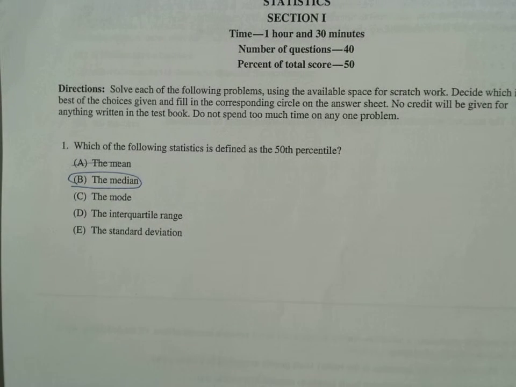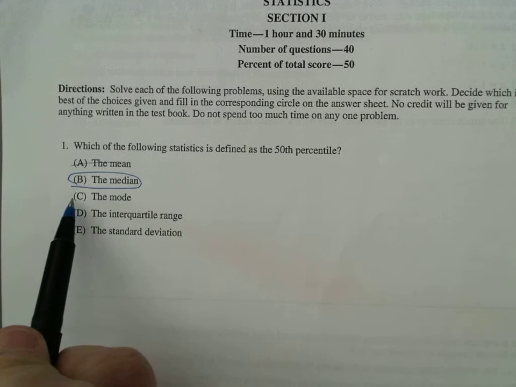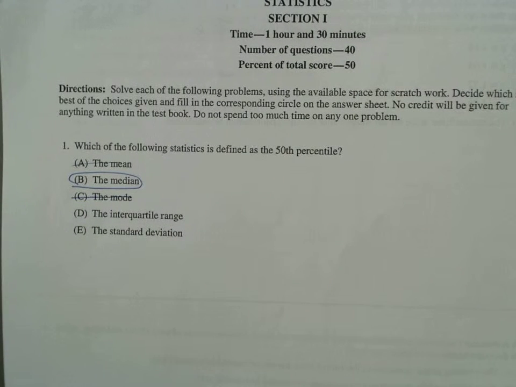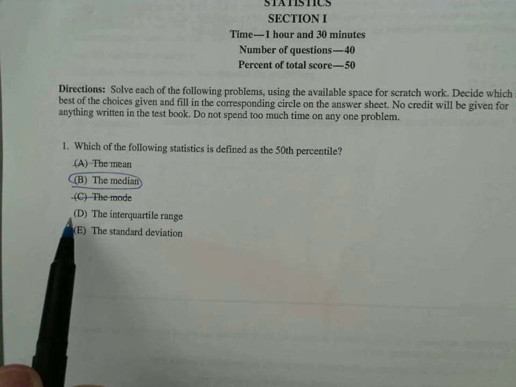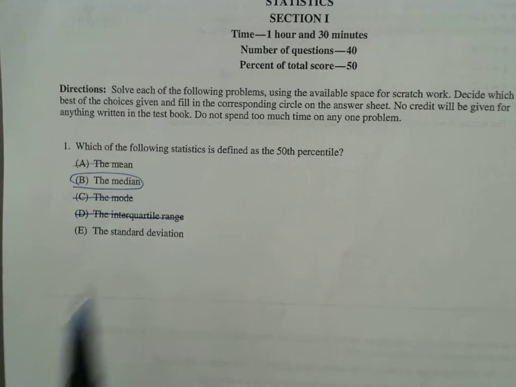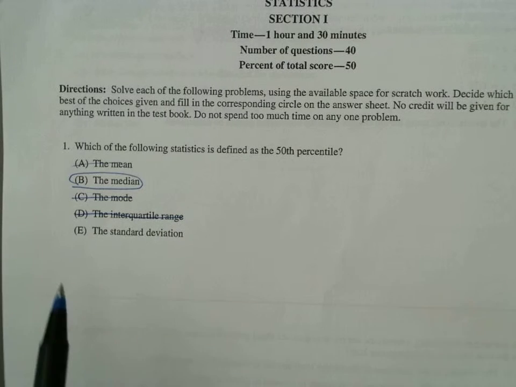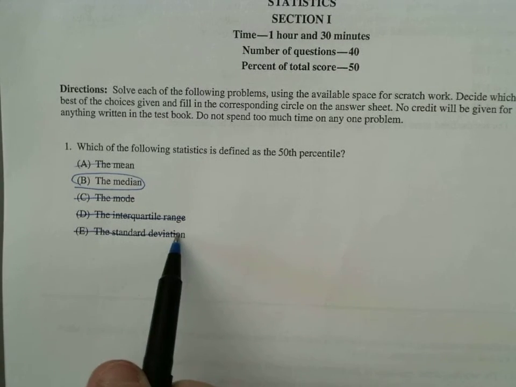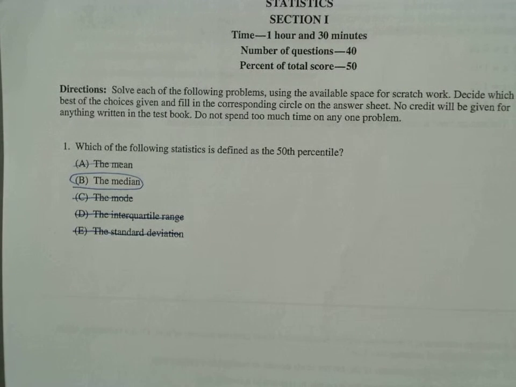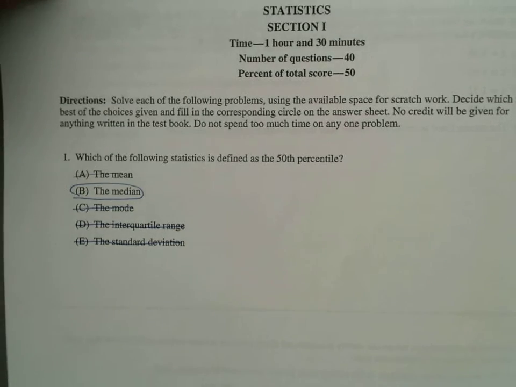The mode is the value that occurs the most. That's not really something we talk about much in this class, so I wouldn't worry about it too much. The interquartile range is how we measure variability if our data is skewed, and the standard deviation is how we measure variability if the data is symmetric. So that takes care of number 1.